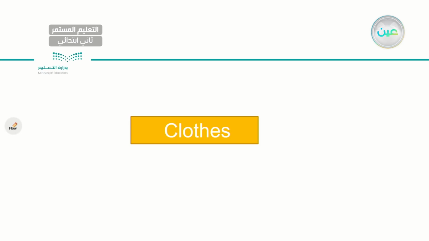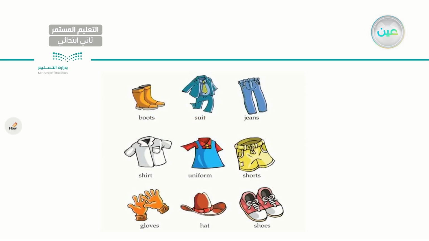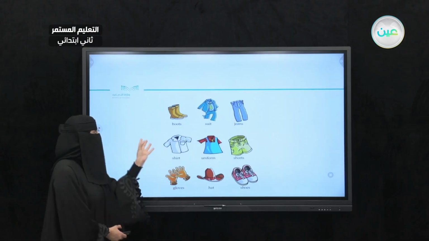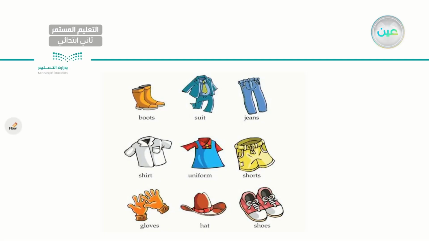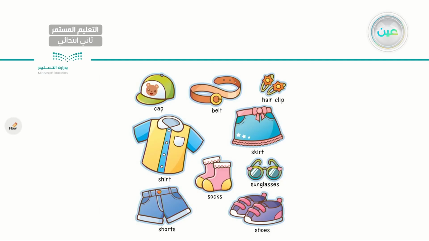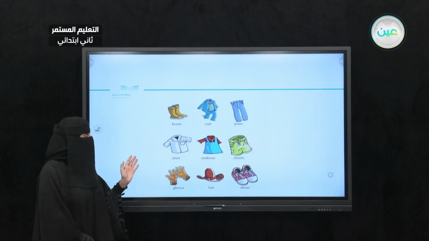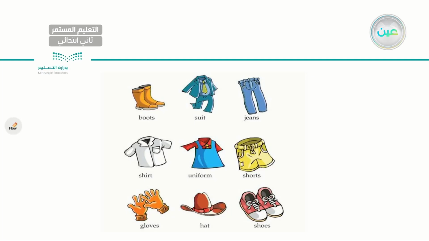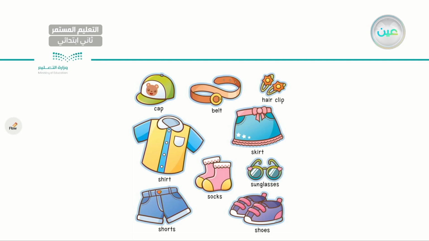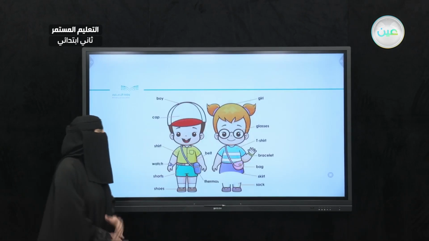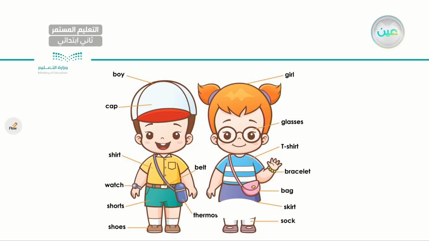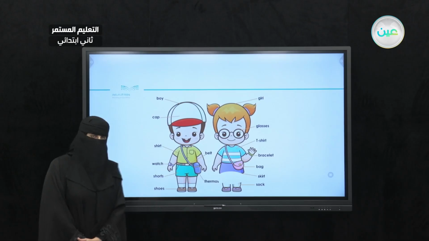So let's start by introducing clothes, different kinds of clothes or different kinds of outfits. For example, my dear student, here are different kinds of outfits that most of us wear on a daily basis. For example, I have boots, suit, jeans, shirt, gloves, shoes, shorts. Also, we might have a cap, a belt, a skirt, socks, sunglasses, hair clip, different kinds of clothes. So, to mix these things, clothes, with the colors, we'll be able to describe what they are wearing. For example, here I have a boy and a girl. They are wearing different kinds of outfits, right?